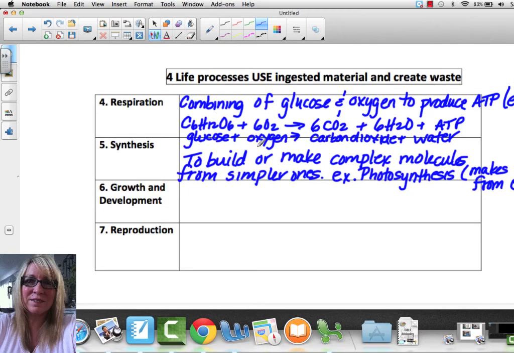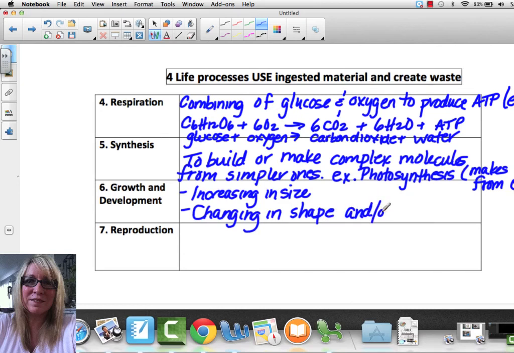Growth and development is exactly what it sounds like, increasing in size. So you're growing larger, or the organism is growing larger. And development could be changing in shape and/or function. And lastly, reproduction, creating more of your own kind.